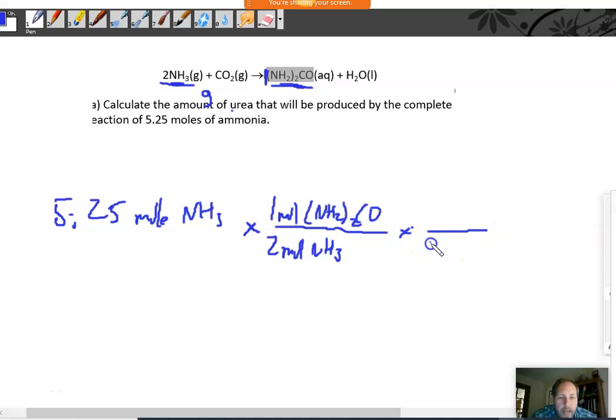And then I multiply it by the mass of urea. 1 mole of urea. Now I got to calculate how much urea is. So it's 14, it's 28, plus 4, plus 12, plus 16. I get 60 grams of urea.